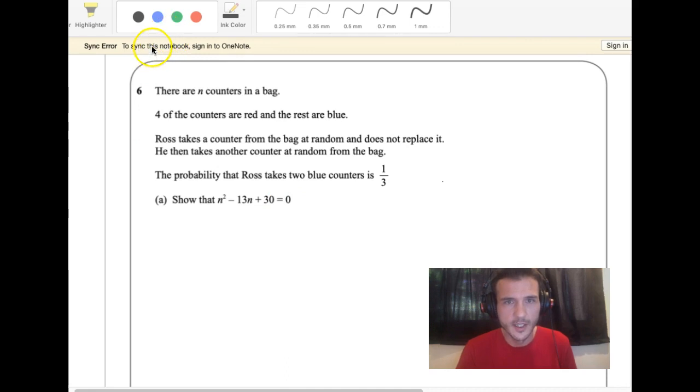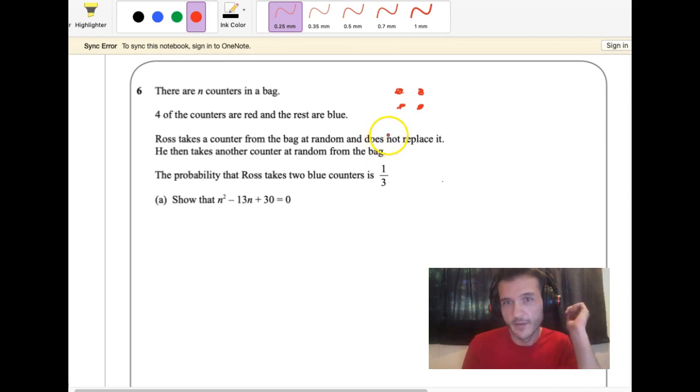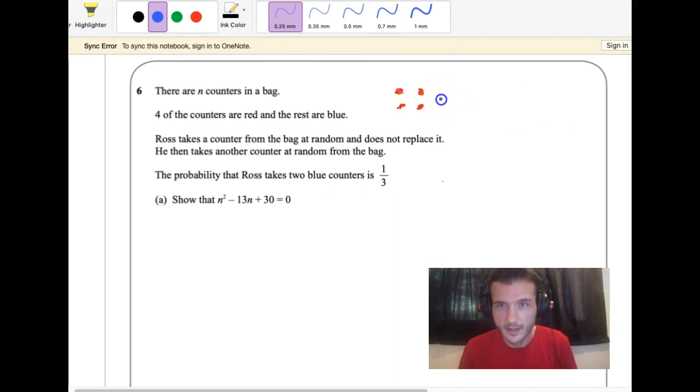So there are 4 red counters, so we'll put that in: 1, 2, 3, 4. And the rest are blue. If there are n in total, then the amount that are blue is going to be n minus 4. Okay, let's do our tree.